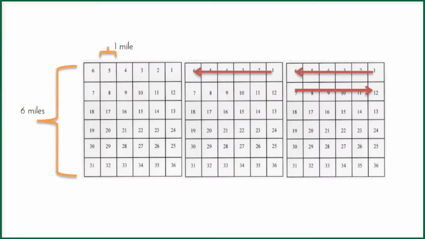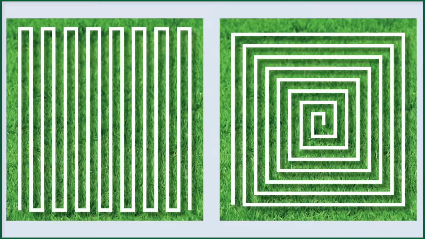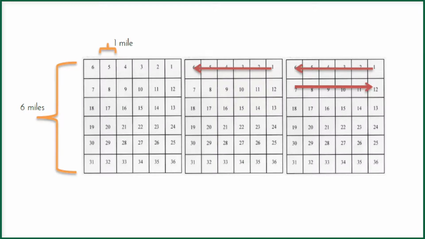Townships are 6-by-6 mile squares, each divided into 36 1-by-1 mile sections that make up a grid. Sections are numbered beginning in the northeast corner of the township in a boustrophedon pattern. Boustrophedon literally means like an ox plowing, though you would also likely be familiar with this pattern if you've ever mown a lawn.